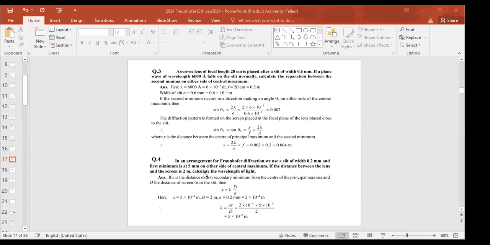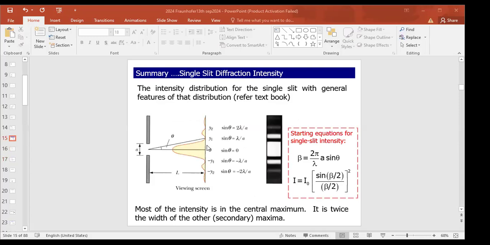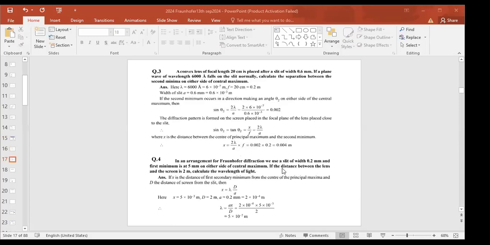And here again, in Fraunhofer diffraction, the slit width is given and the first minimum, m equal to 1, is given. This distance is given in this problem. Again, the distance between the lens and the screen, that is the slit and the screen, is given. We have to calculate the wavelength. So use the same equation and put in these values, because all of them are given except one value, lambda. Put all these in and estimate it.